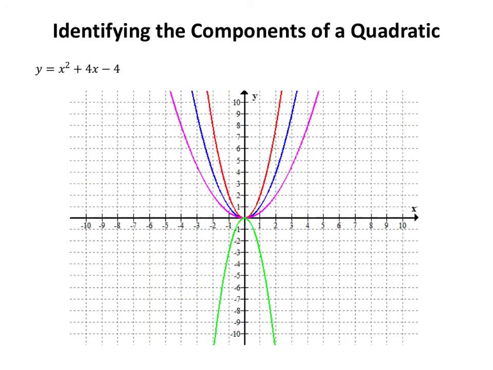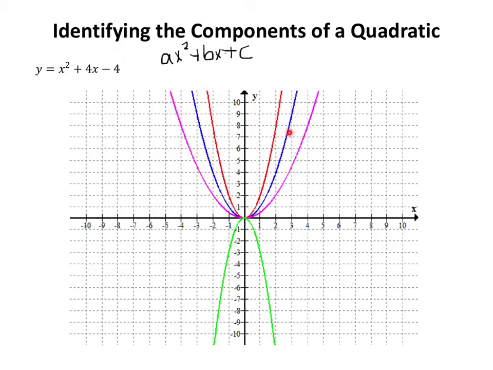So now on to what we're actually supposed to be learning about. We'll start with the components of a quadratic. Quadratics are always written as ax squared plus bx plus c. So if you take a look at the one listed, a is 1, b is 4, c is negative 4.